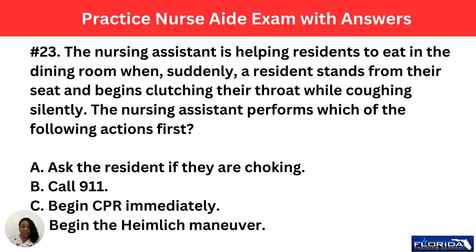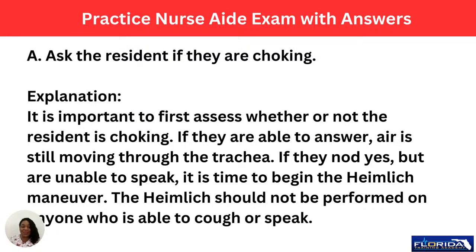All right, so they're clutching their throat, but they're coughing. So the answer is not what you think. The answer is A. You want to ask the resident if they're choking. Remember, if they're coughing, there's still some air exchange there. It's important to first assess whether or not the resident is choking. If they're able to answer, air is still moving through the trachea. If they nod yes, but are unable to speak, it's time for you to begin the Heimlich maneuver, or the abdominal thrust. The Heimlich should not be performed on anyone who's able to cough or speak. Instead, you want to encourage them to cough, cough, cough, so that hopefully they can clear their own airway.